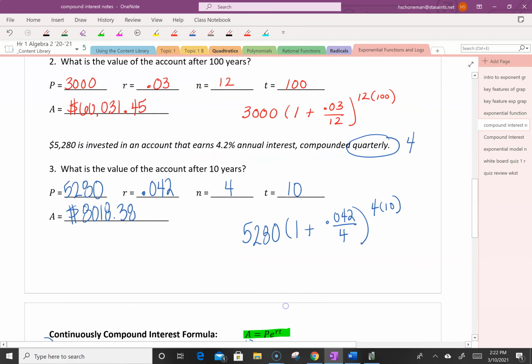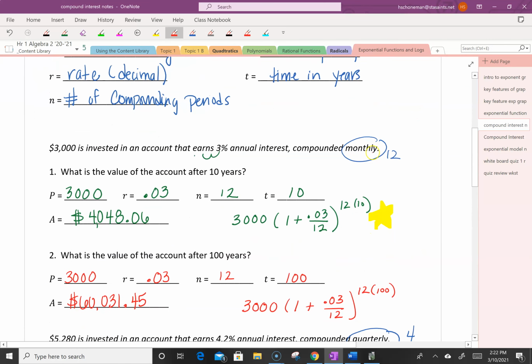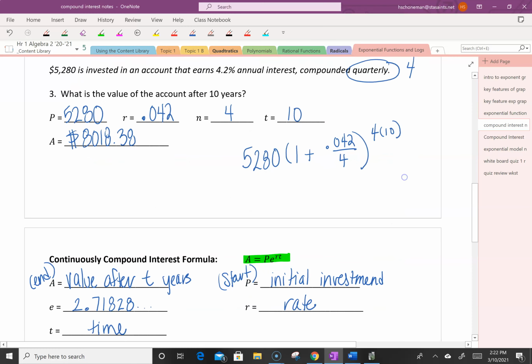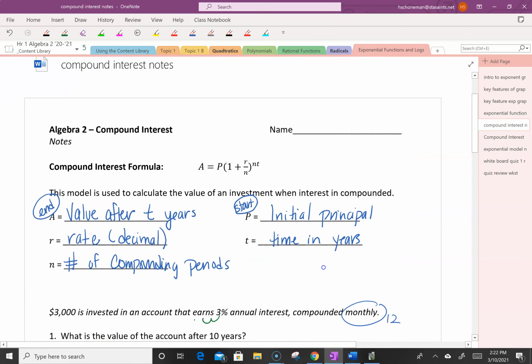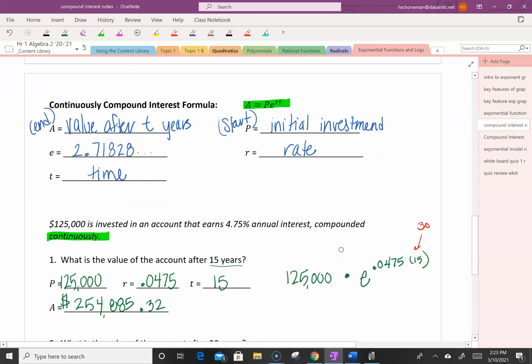So again, if it says monthly, quarterly, or semi-annually, then you're going to use this first formula. But if it says the word continuously, you're going to use the second formula. On your quiz and then later on the test, you will be given the formulas. You are just going to have to know what number to plug in where.